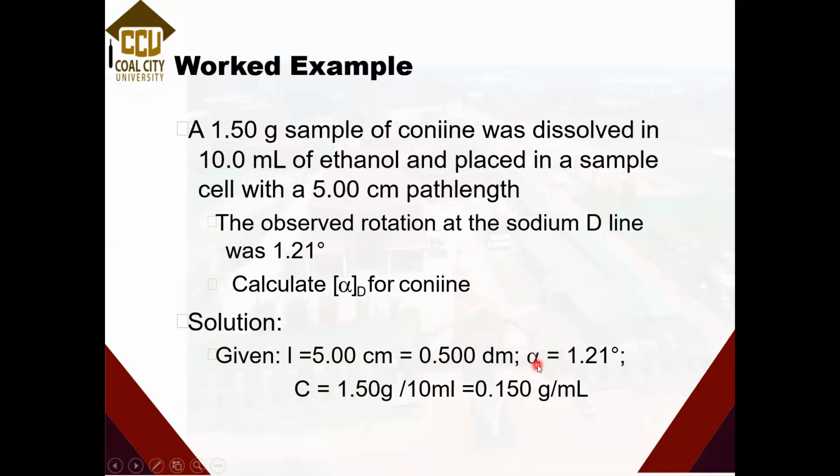Now, my alpha, which is observed rotation, was given to me as 1.21 in degrees, of course. So we already have this in the correct unit. And finally, concentration was not given directly, but I was given the gram, that is the mass, and I was given the volume of the solution in mL. And don't forget, we need our concentration in gram per mL. So all I need to do is say gram, which is 1.50, divided by 10 mL, which will give me 0.150 gram per mL.